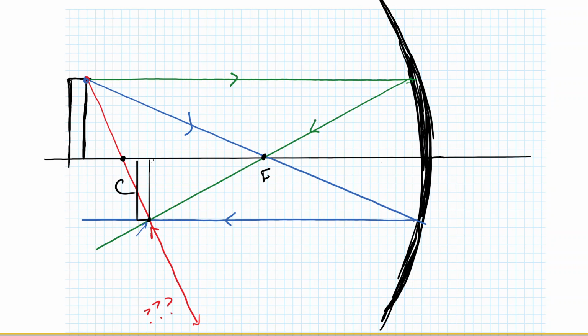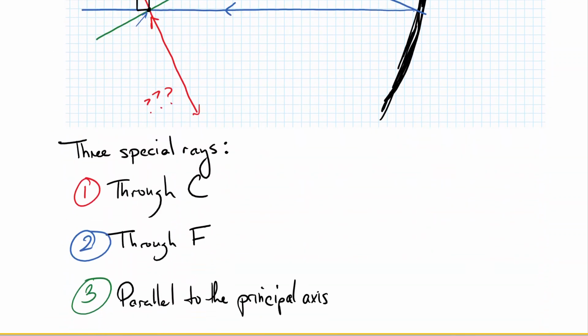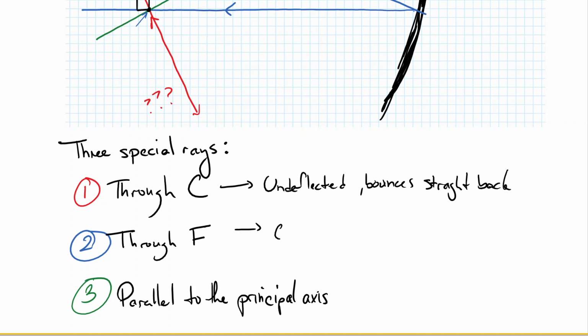All right, so through C is undeflected. Bounces straight back. Through F goes out parallel. And goes in parallel, goes out through F.